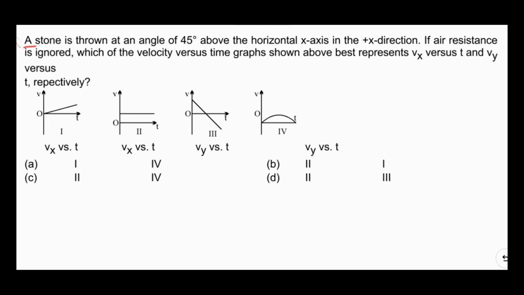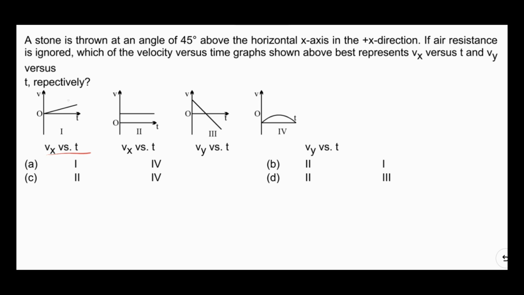In this question, it is given that a stone is thrown at an angle of 45 degrees above the horizontal x-axis in the plus x direction. If air resistance is ignored, which of the velocity versus time graphs shown above best represent Vx versus t and Vy versus t respectively? So we have graphs for velocity versus time.